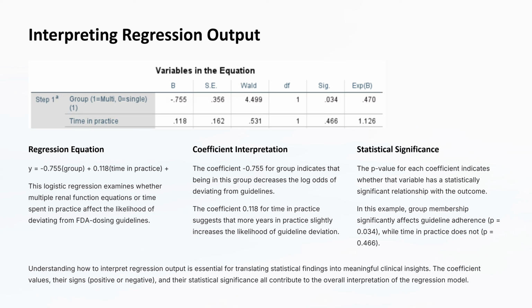And beta coefficients tell you the magnitude of effect, but you need to know whether it's statistically significant. So you keep moving to the right in that table until you get to the SIG column, and then you can see the p-value for each of the variables we entered into this logistic regression. And so we can see that if you use multiple equations, it's statistically significant. So it actually has a significant effect on whether you adhere to FDA dosing guidelines, versus time in practice, which was not statistically significant.